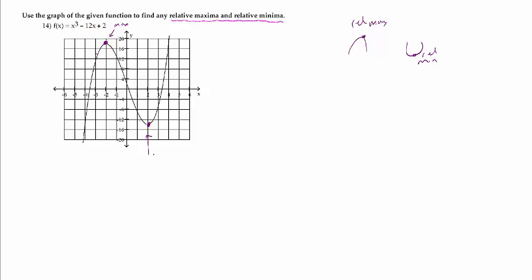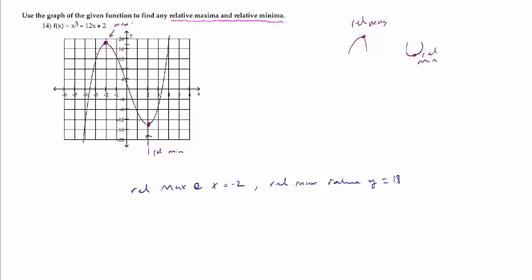And so that's going to give me a relative minimum. So what are those points? Okay, I have a relative maximum at, what's the x value? It's at x equals -2. And the relative maximum function value is going to be the y value. So that's at y equals, right here, 18.